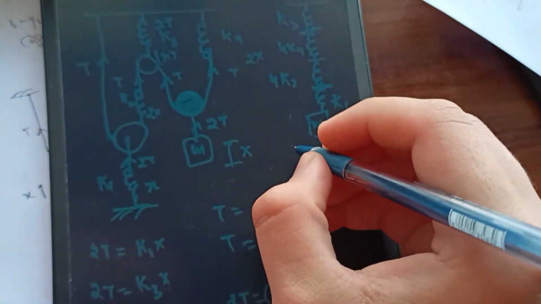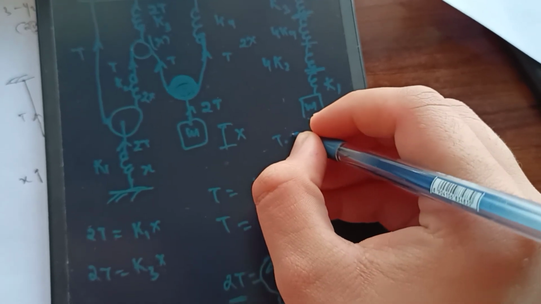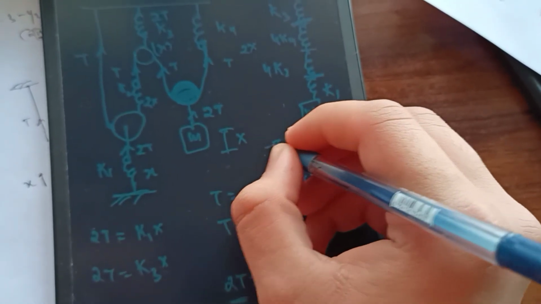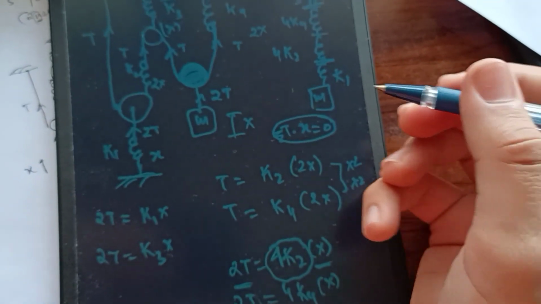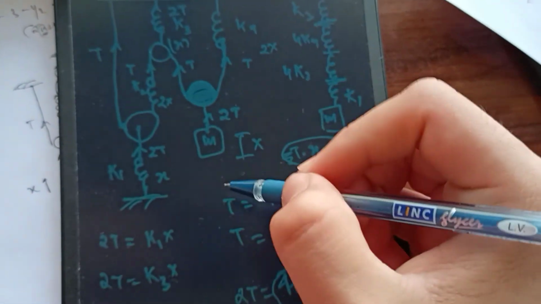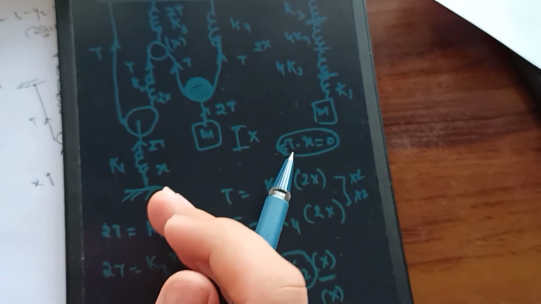I have not used the method that the summation of tension times x is equal to 0. That is also a trick you can use, but I avoid this and I try to solve this conceptually. Hope you like this.